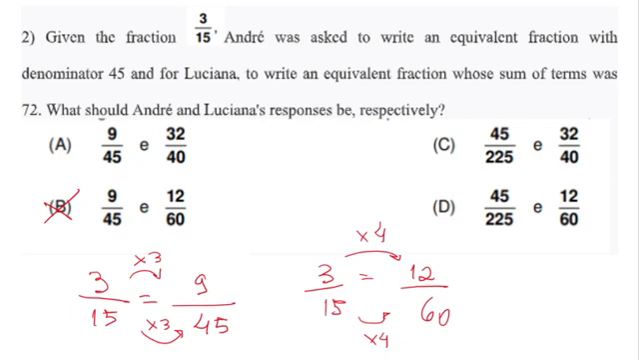And then he makes the same, that the sum of the terms of the other fraction is 72, then the numerator over the denominator. This addition here isn't 72, so I try to multiply by 4. And when I multiply by 4, I have 12 over 60. And if you add both, you have 72. So the 2 fractions you are looking for is the option B.